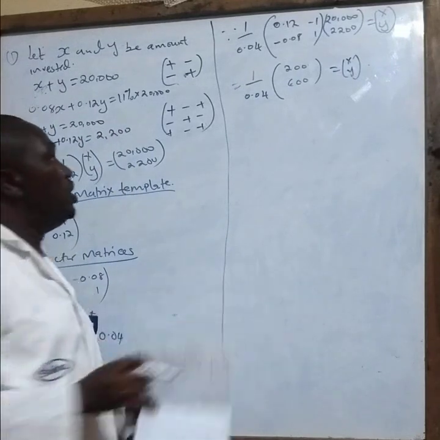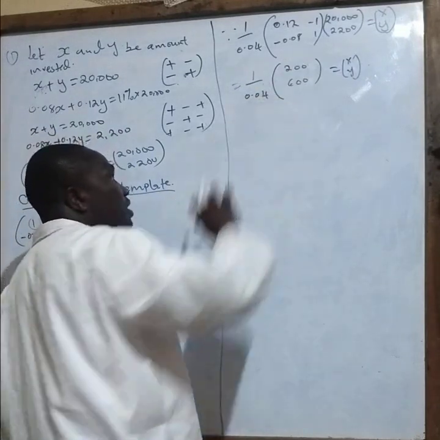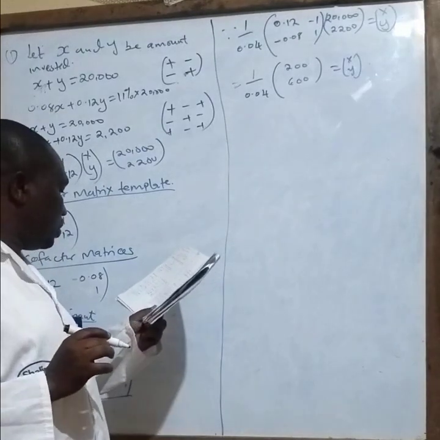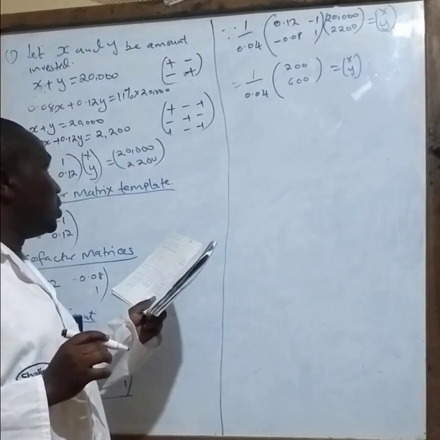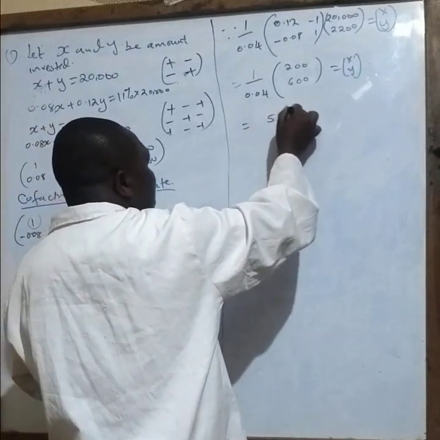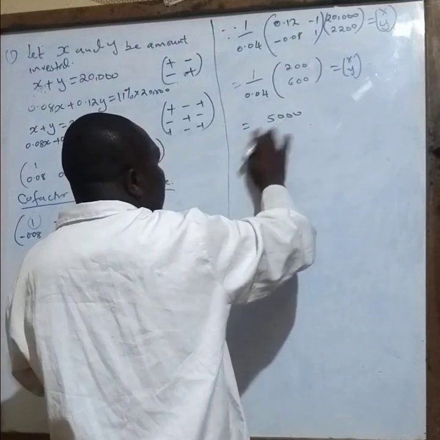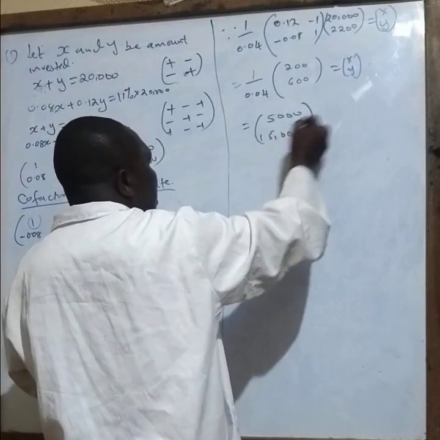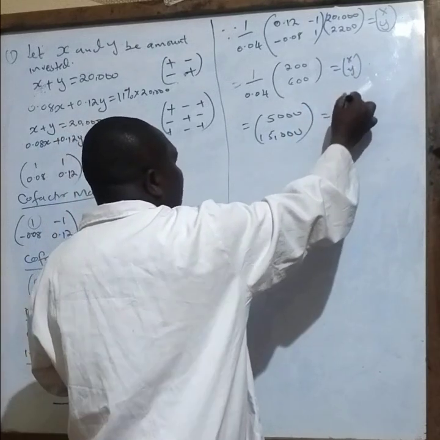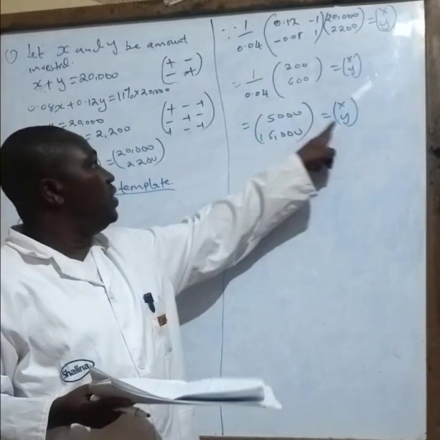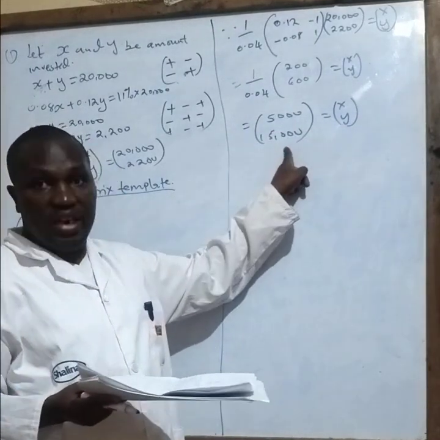Now from there, you divide 200 by 0.04, you get 5000, sorry. You will get the 5000. So if you multiply this carefully, you get the 5000. Then the other one is 15,000, equals to x, y. It means the value of x is 5000, then the value of y is 15,000.